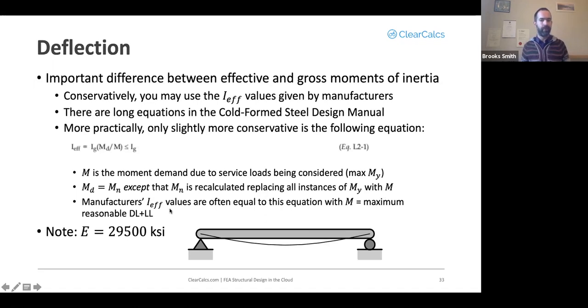So the manufacturer's I effective values, generally you'll see them as actually equal to this equation, but where they'll set M equal to the maximum reasonable dead load plus live load. So yes, you use your I effective value in calculating deflections in cold form steel. Also of note, cold form steel will usually assume an elastic modulus of 29,500 KSI. We get a little bit of an added boost in stiffness because of the cold working that occurs in cold form steel.